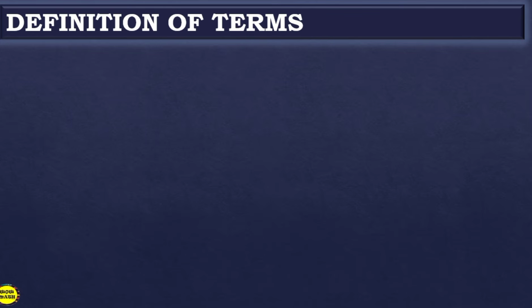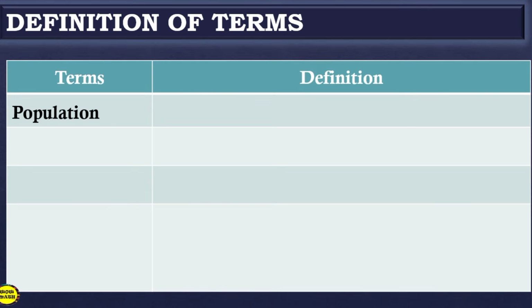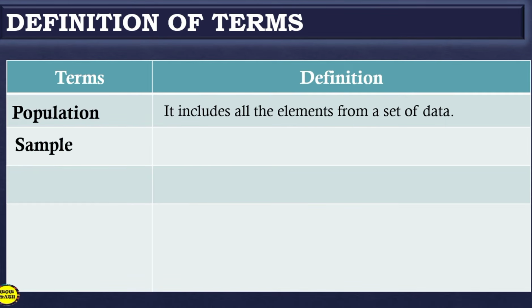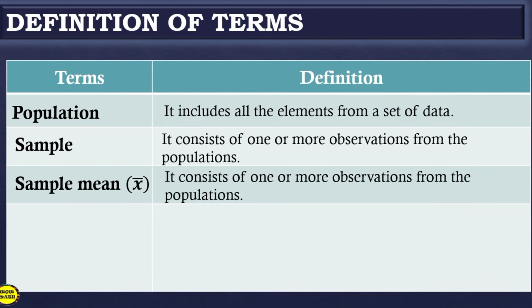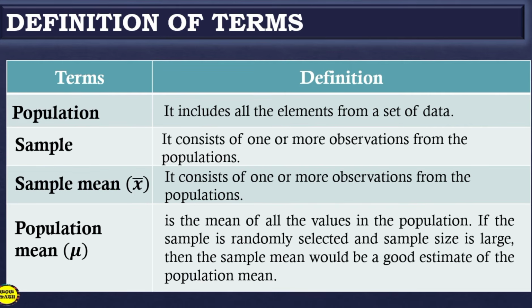Okay, so definition of terms. So ito ay mga na-discuss na sa mga previous topics, pero i-recall na lang natin kasi ito ay ma-encounter din natin sa topic na to. So when you say population, it includes all the elements from a set of data. Sample, it consists of one or more observations from the population. And then for population mean, that is the mean of all values in the population.